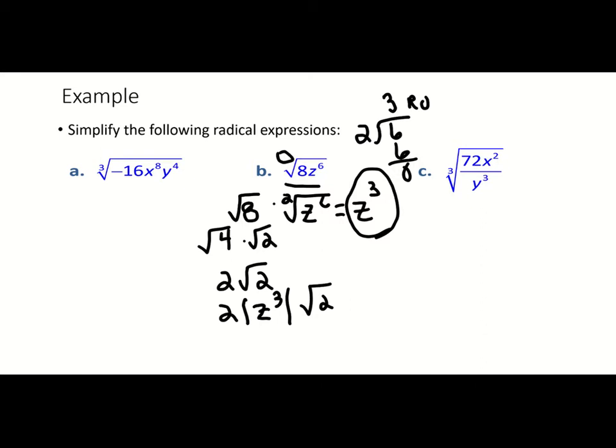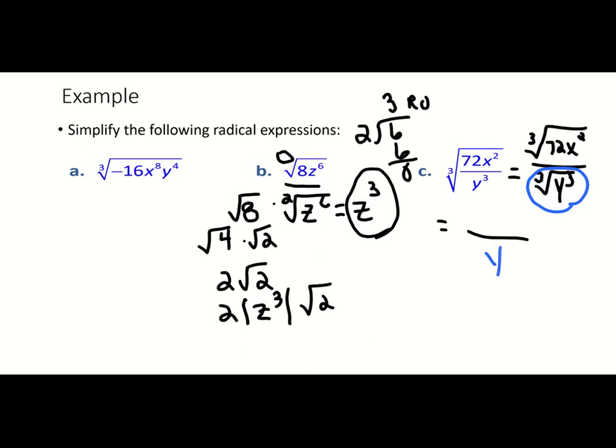All right, let's take a look at C as well. And now this one, what you want to do first is, because it is a fraction, you want to break it up. So we're going to look at it first as the cubed root of 72x squared over the cubed root of y cubed. Now the nice thing about this one for the denominator is the cubed root of y cubed. 3 goes into 3 1 whole time, so my answer there is going to be a y.